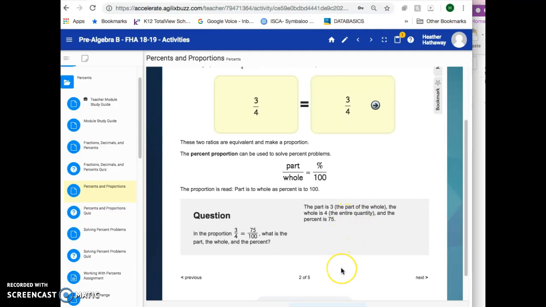So I have a pizza. I sliced it into 4 slices. So the whole pizza is the 4. The part that I ate, I only ate 3 slices. So that's my part. And what is the percent? 75%. You say, well, how do I know that's the percent? Well, this is where you can use a calculator. You can get out a calculator and you can punch in 3 divided by 4. And that will give you 75%.